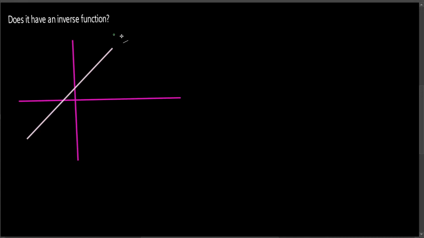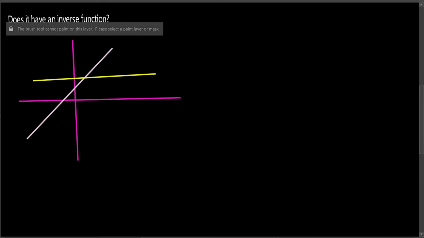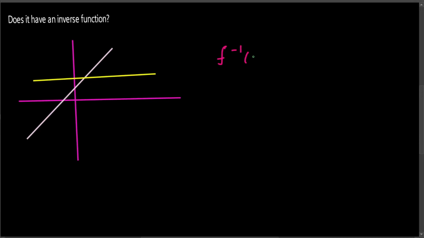vertical line test. If I draw a vertical line in this function anywhere, it just passes one point at a time. So you can say this is a one-to-one function, and this has an inverse function. So let's go and write that. F inverse of x exists, and this is a one-to-one function. Now let's look at another example.